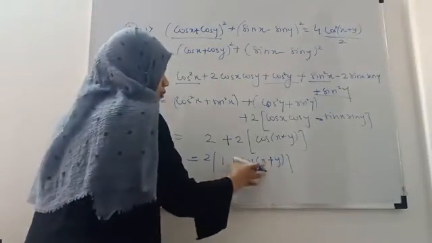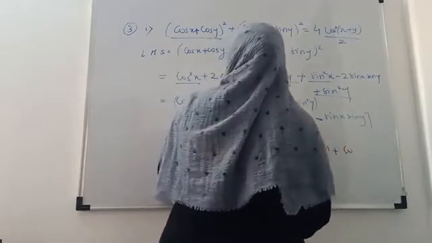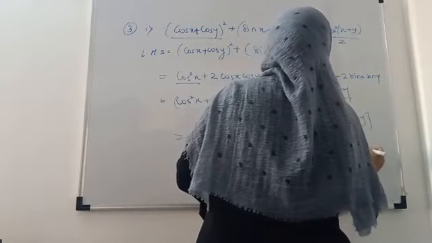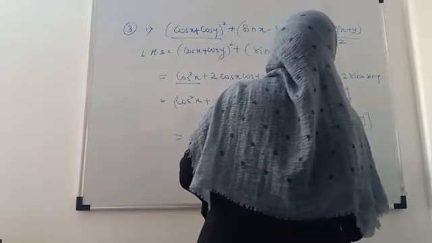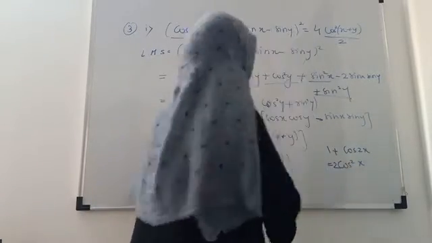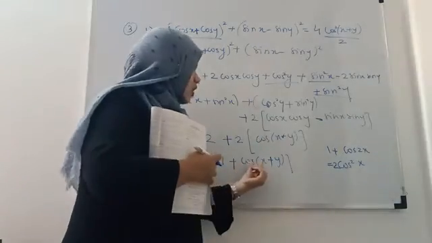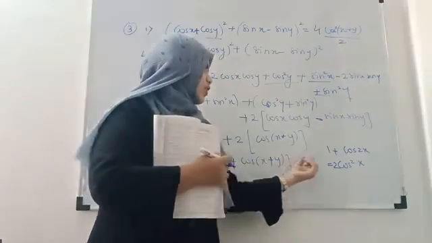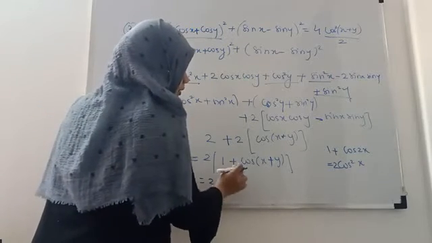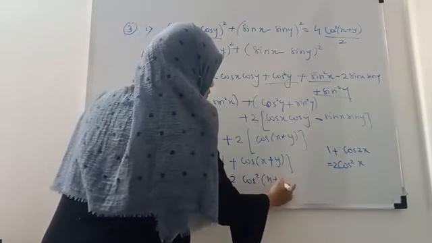Now we will apply the formula for 1 plus cos 2x, which is equal to 2 times cos square x. So here 1 plus cos x plus y is there. We want to apply this formula. So here it will be 2 times, 1 plus cos x plus y, by the formula becomes 2 times cos square x plus y.